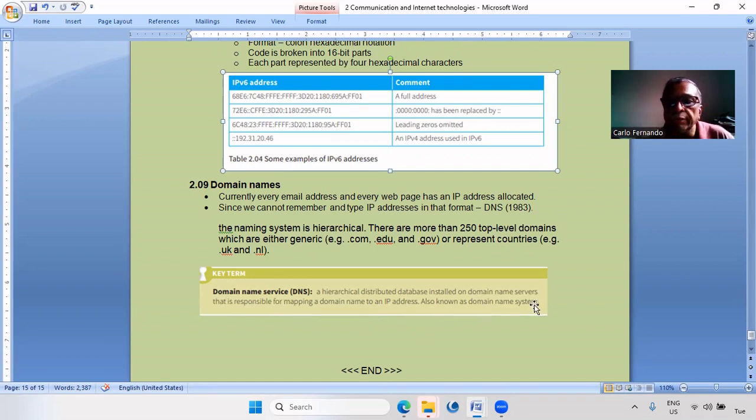It is also known as the domain name system. So this is also called the domain name system. That marks the end of chapter 2.